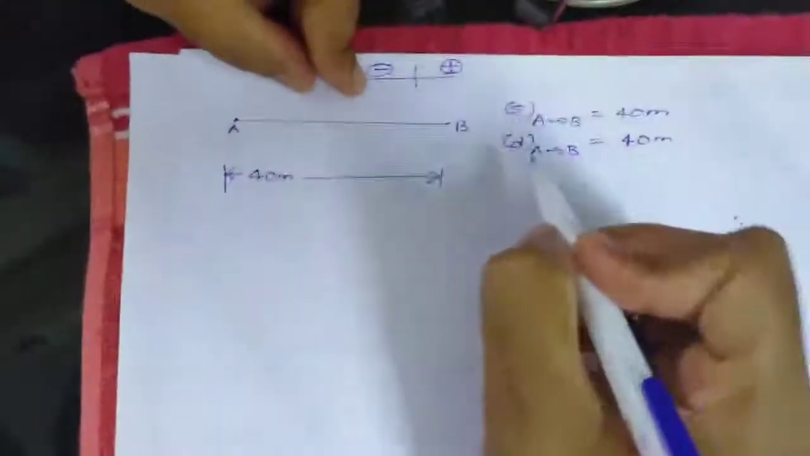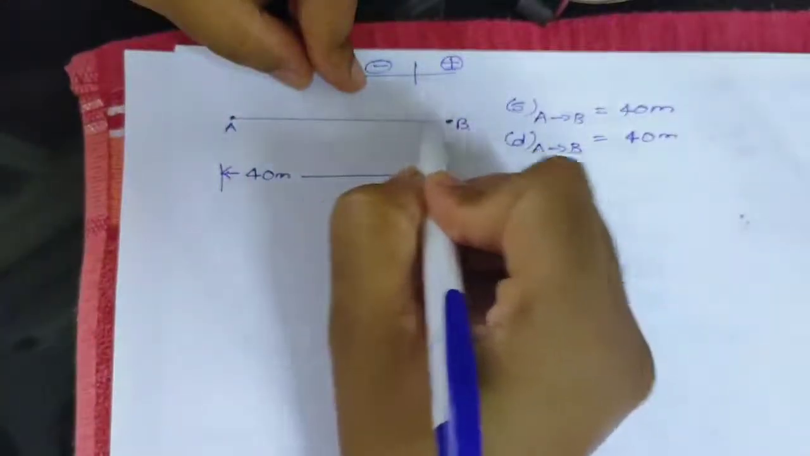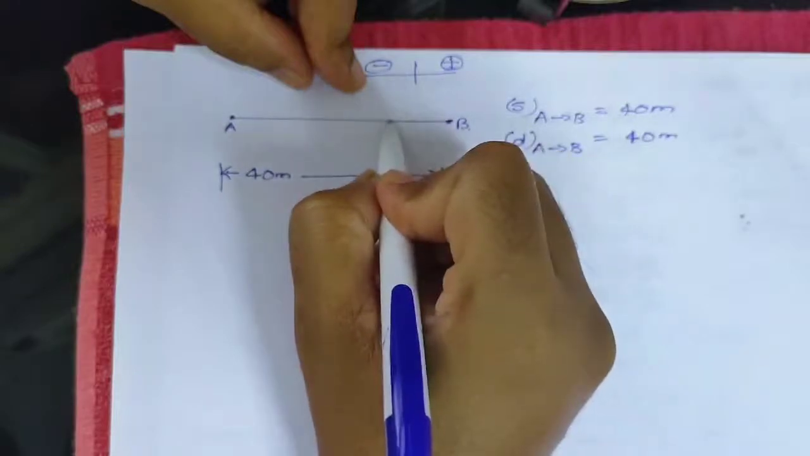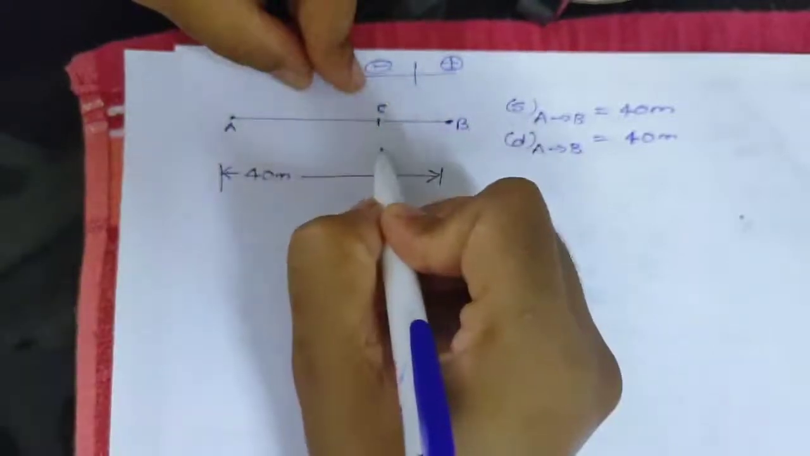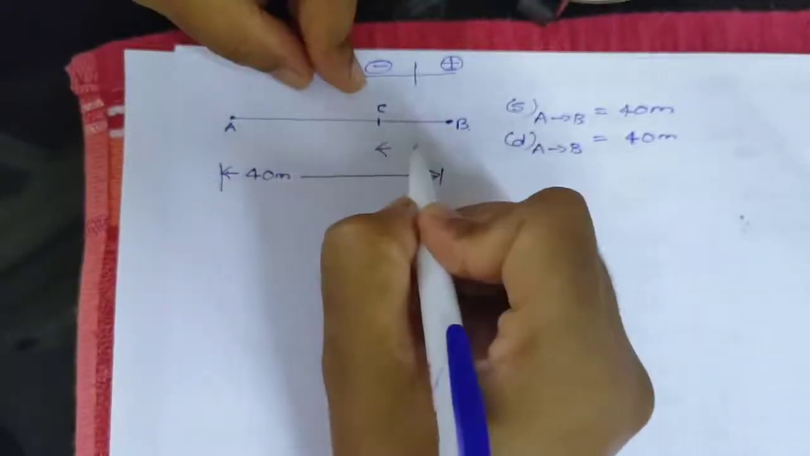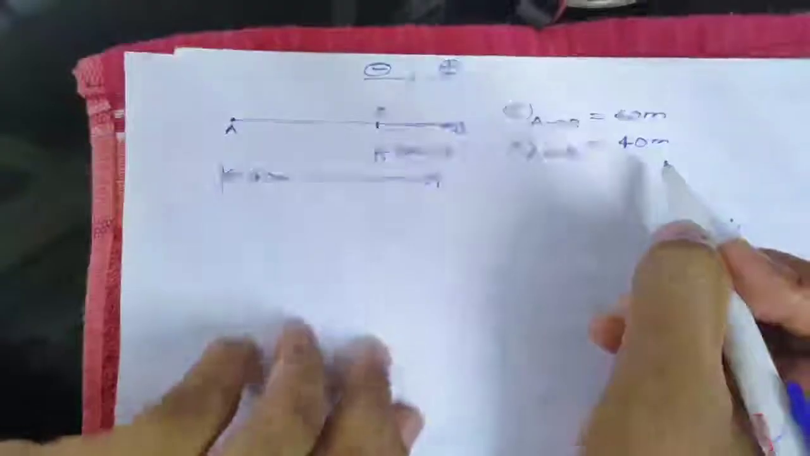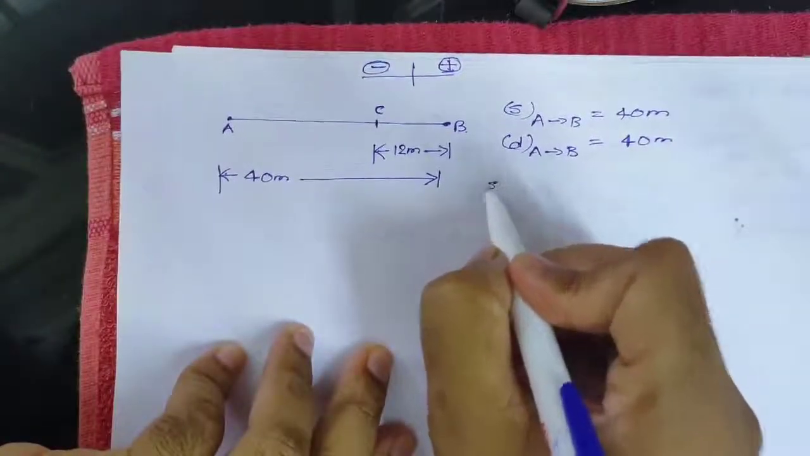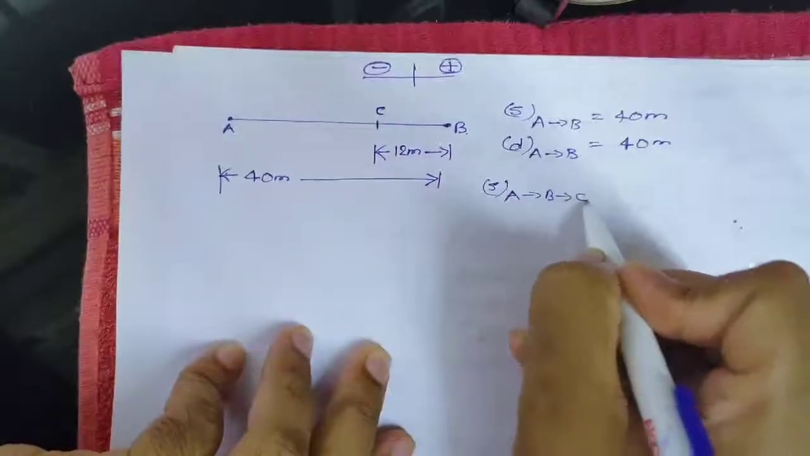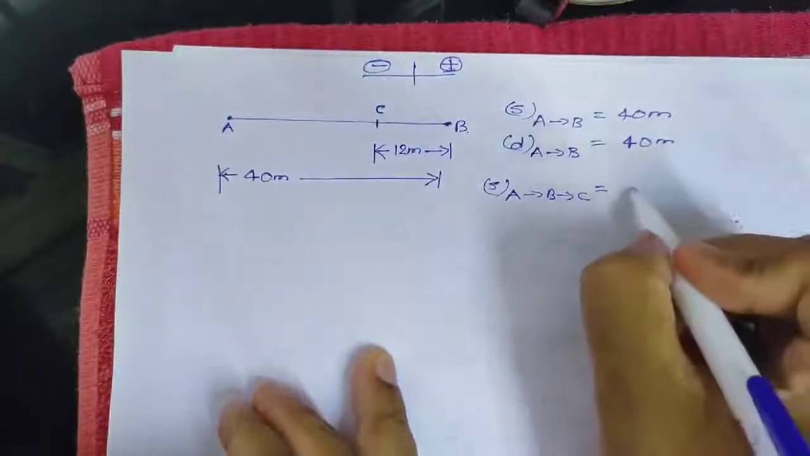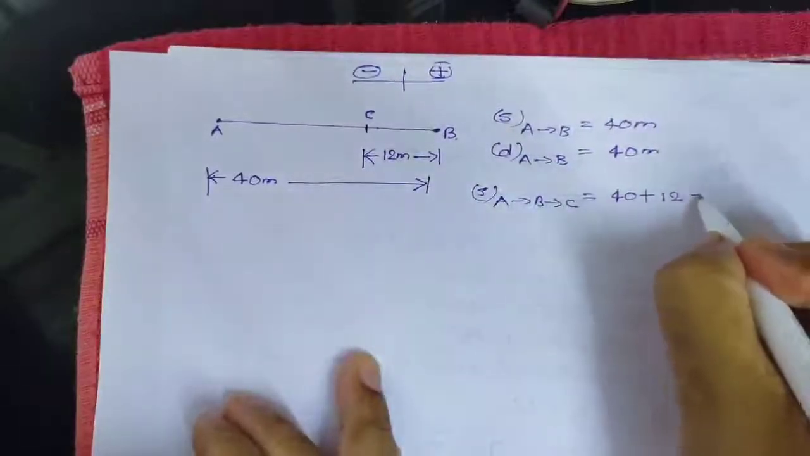Yeah, now suppose after reaching point B, the object started moving in the reverse direction. Suppose it moved till point C. Say the distance between point B and C is, say anything, 12 meter. Now if I ask you what is the distance covered by the object from A to B to C, what will be your answer? It will be 40 meter plus 12 meter. Fine, so it will come out to be 52 meter.